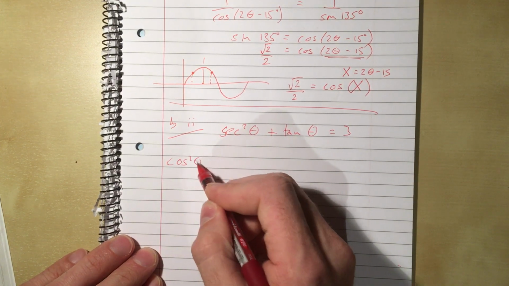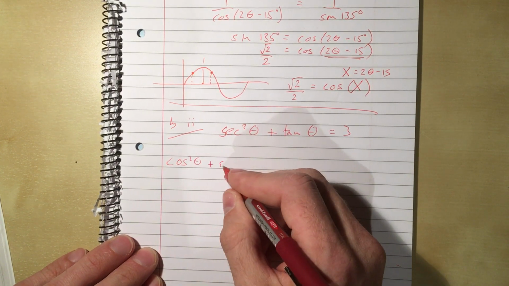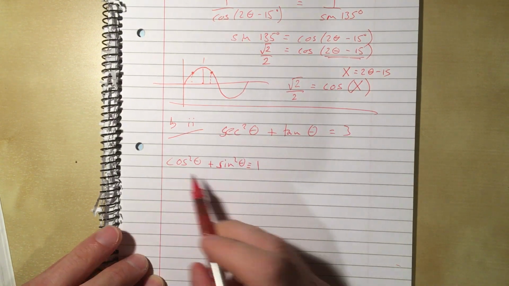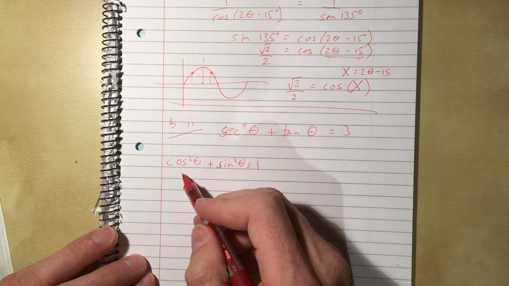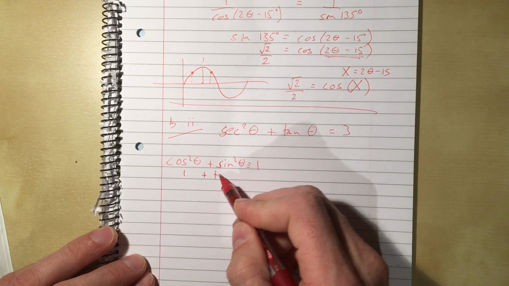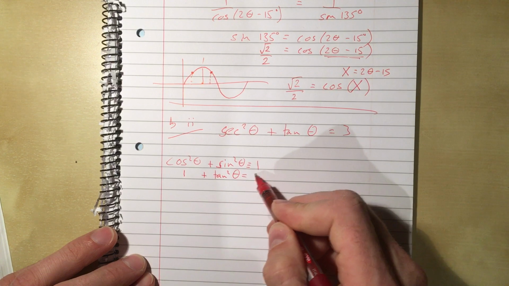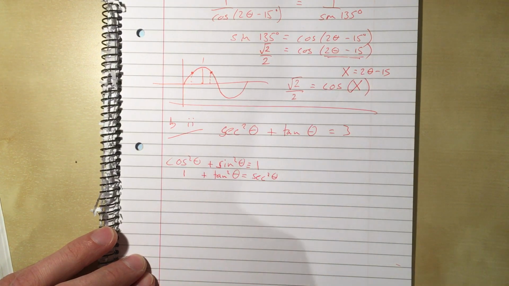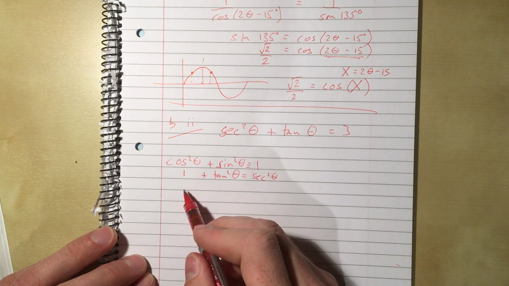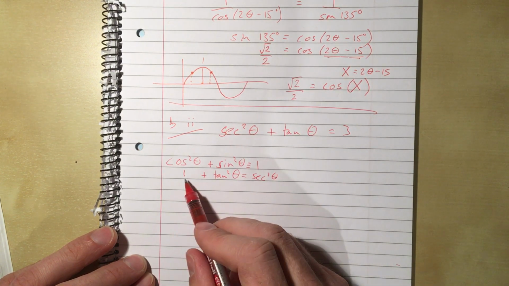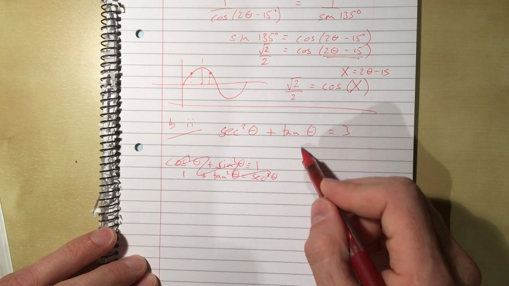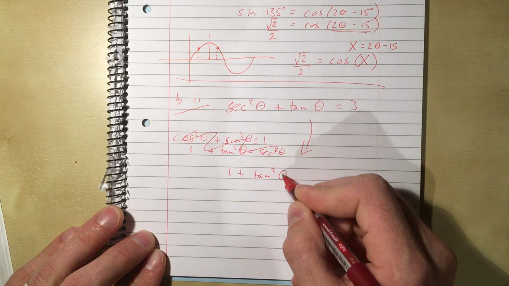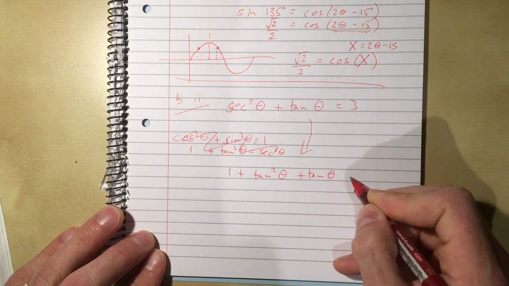If you are like me and you don't like memorising formulae, then cos squared plus sine squared is identical to 1. You at least need to be able to get there from here fast, okay? So I know that 1 plus tan squared is equal to sec squared, because I divide through by cos squared. So sec squared I can turn into a 1 plus tan squared. So this equation here turns into 1 plus tan squared theta plus tan theta is equal to 3.